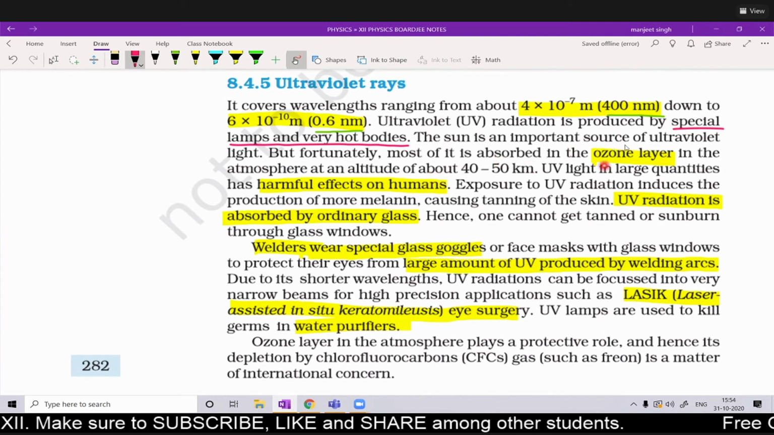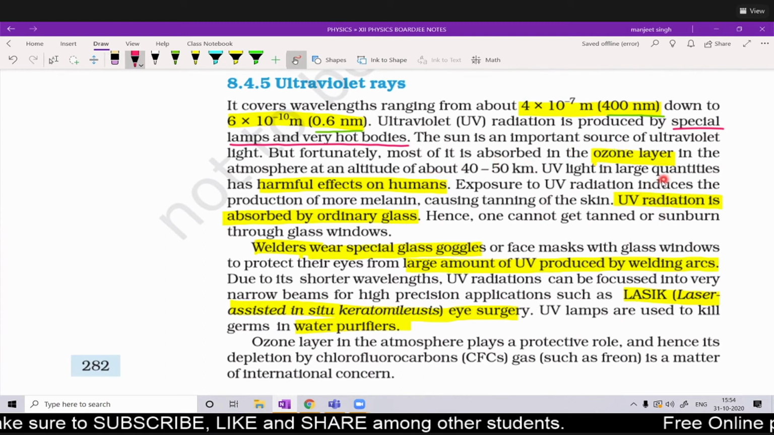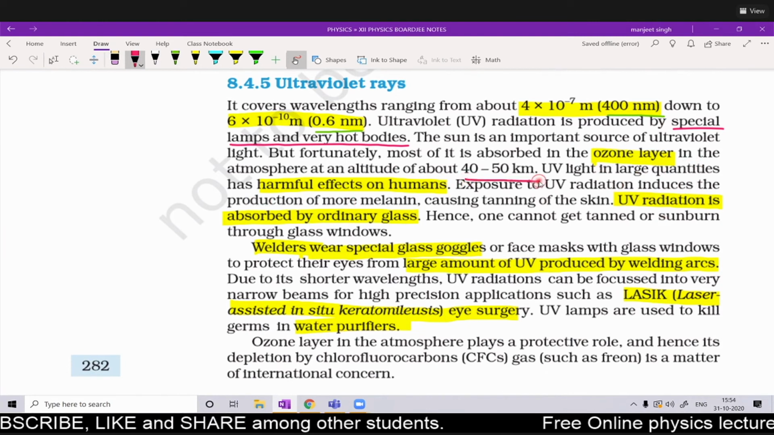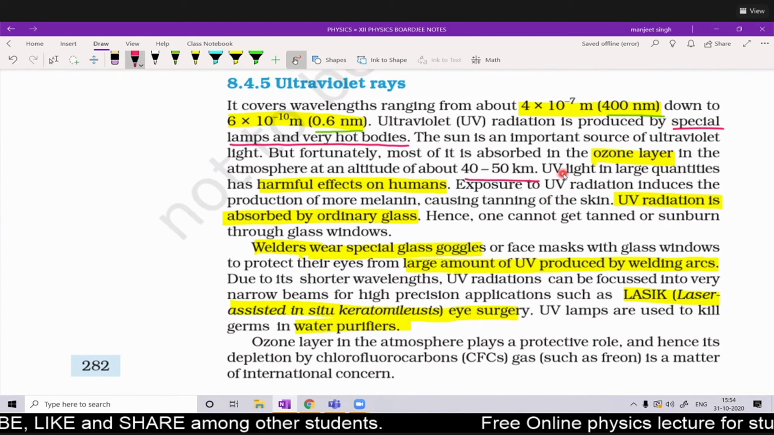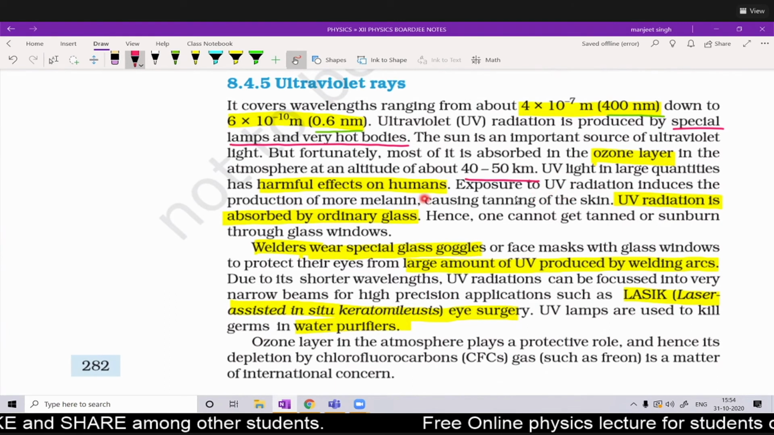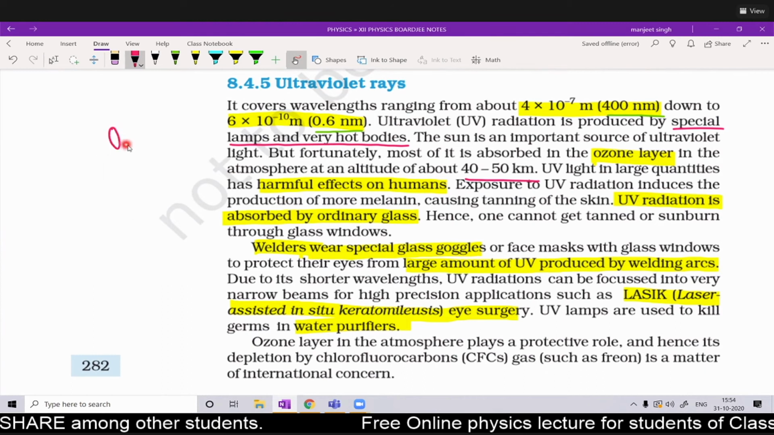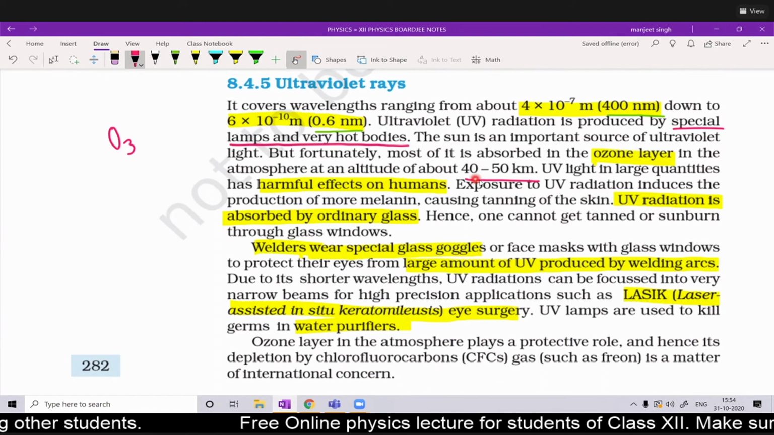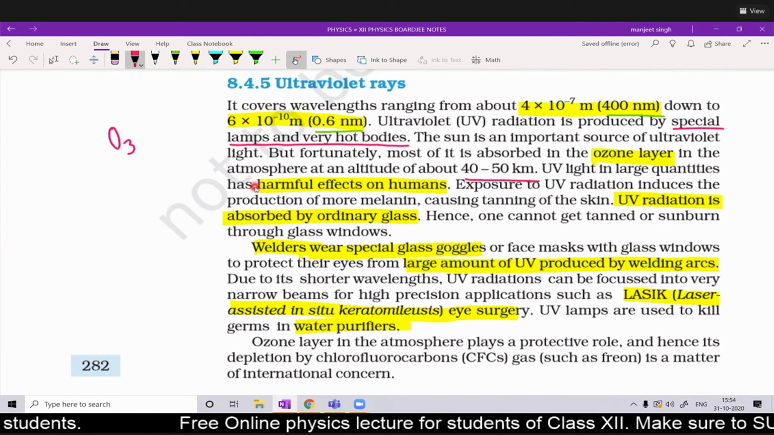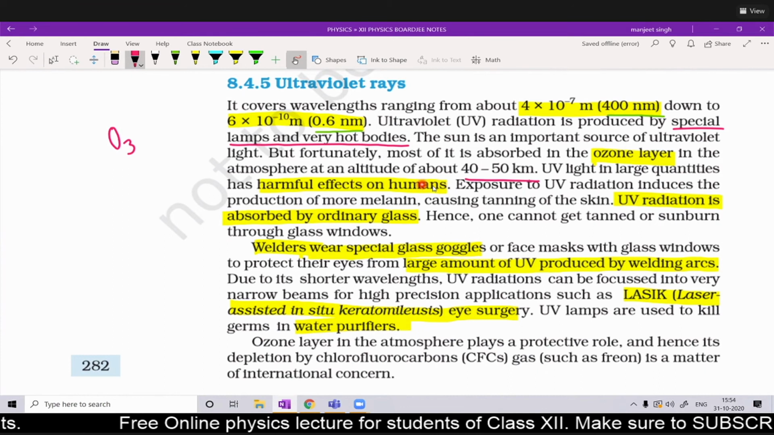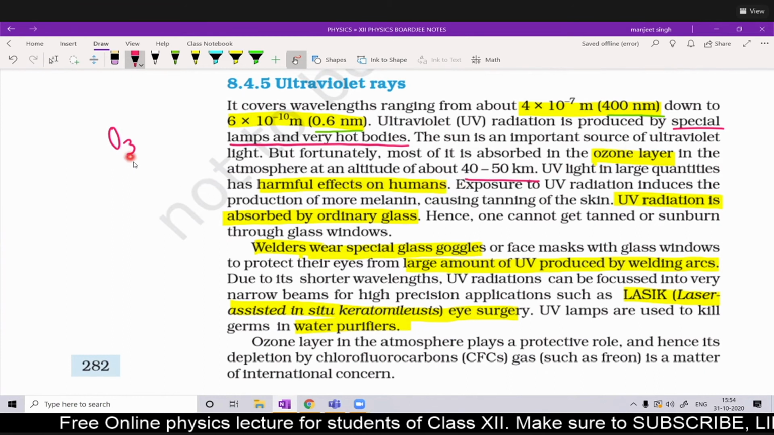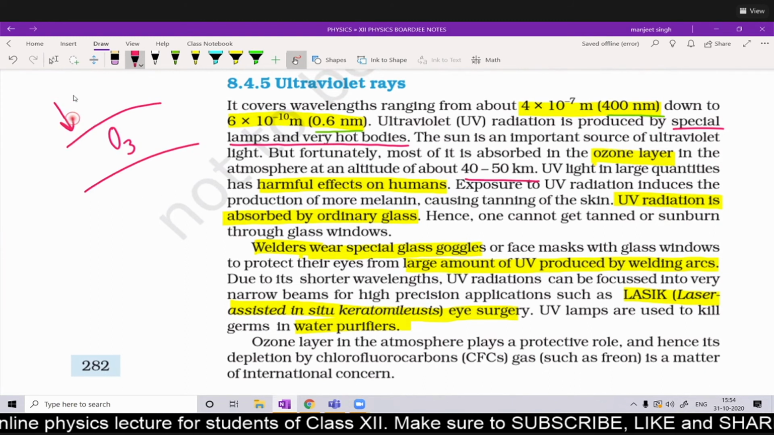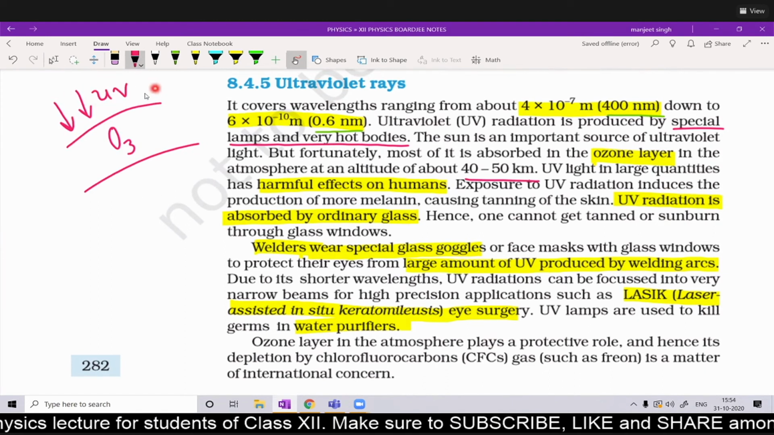Now the sun is an important source of ultraviolet light, but most of the light is absorbed by the ozone layer in the atmosphere at about 40 to 50 kilometers above the surface of the earth. The ozone layer, ozone means O3, nascent oxygen, lies 40 to 50 kilometers above the surface of earth, and when the ultraviolet rays are coming, the ozone layer absorbs these ultraviolet rays. The ozone layer is protecting us from the ultraviolet rays from the sun.